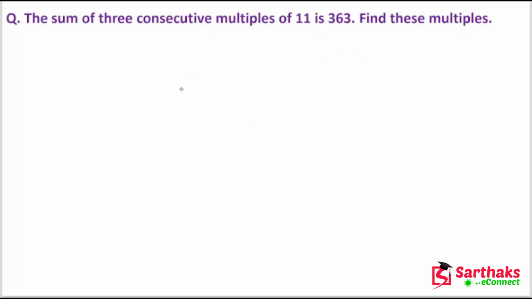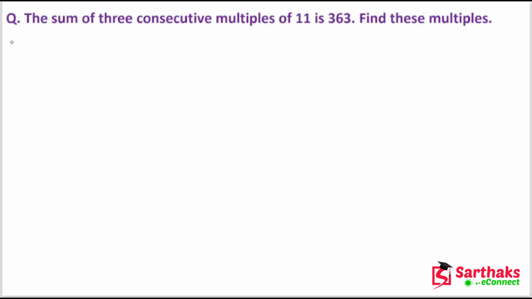Now what does this question simply say? The question says the sum of 3 consecutive multiples of 11. Consecutive means one after another, right? Multiples of 11 should come in the multiplication table of 11, one after the other. That is, if the first number is 44, then what is the next multiple of 11? 55. What is the next multiple? 66. So 44, 55, 66 should be the numbers, right? Required numbers. So the question simply says the sum of 3 consecutive multiples of 11 is 363.